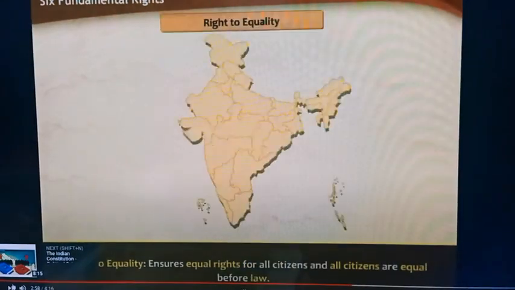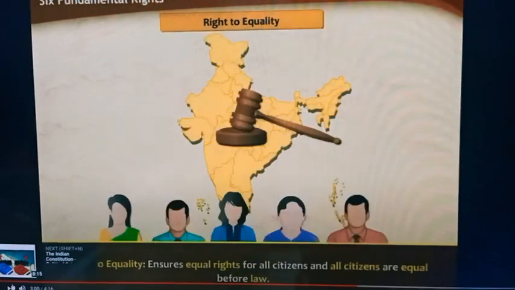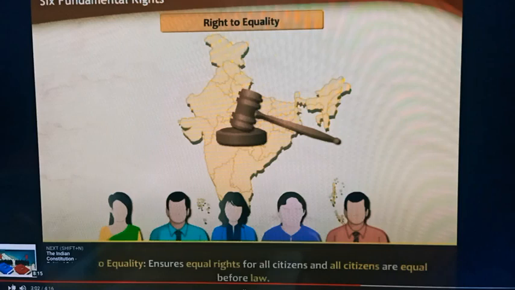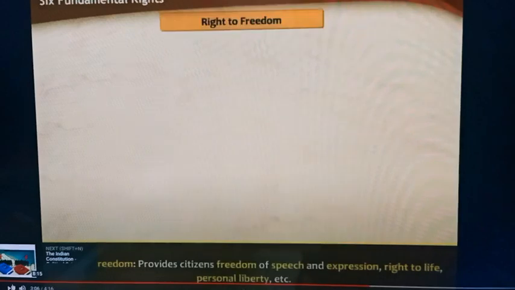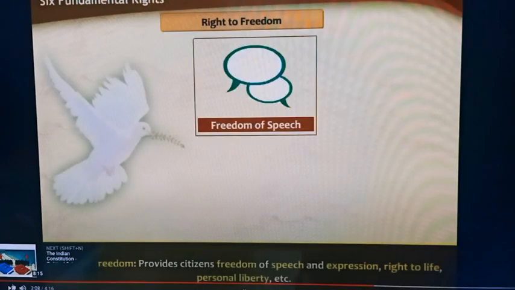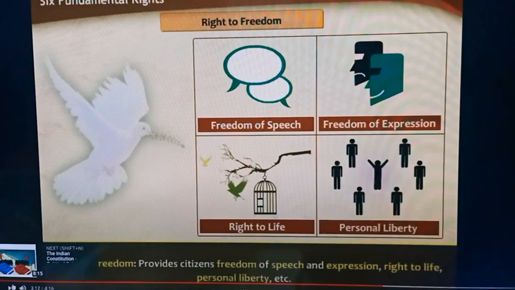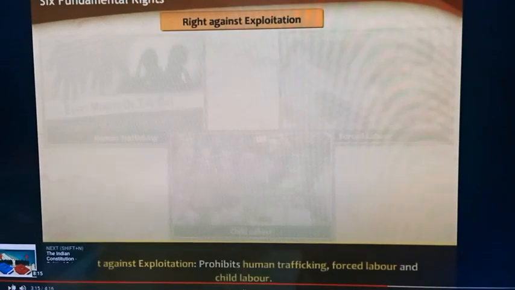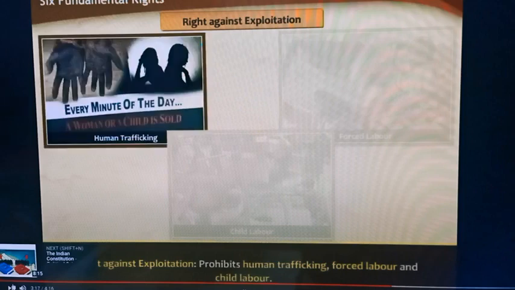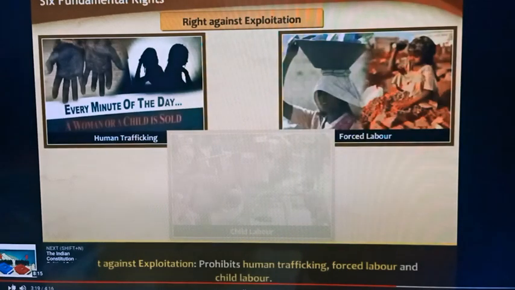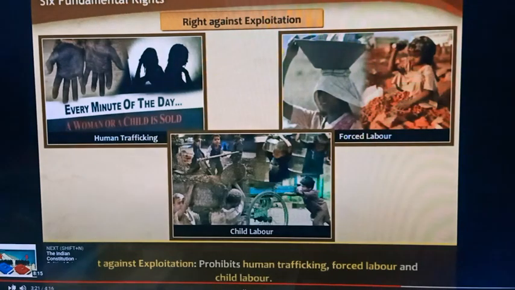The right to equality ensures equal rights for all citizens and states that all citizens are equal before law. The right to freedom provides citizens freedom of speech and expression, right to life, personal liberty, etc. The right against exploitation prohibits human trafficking, forced labor, and child labor.